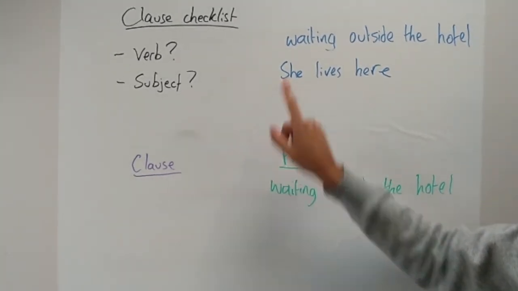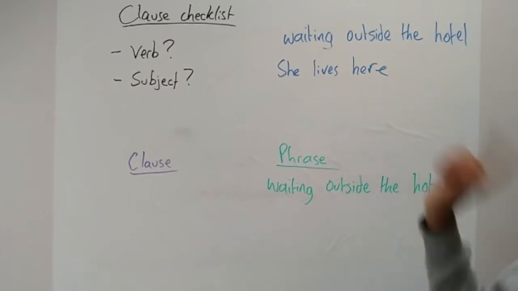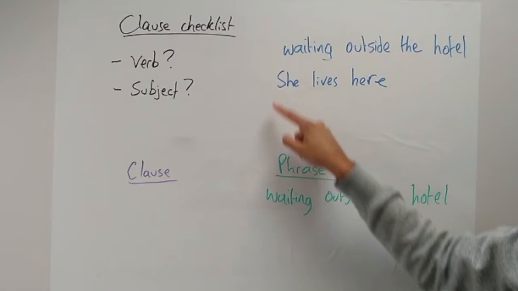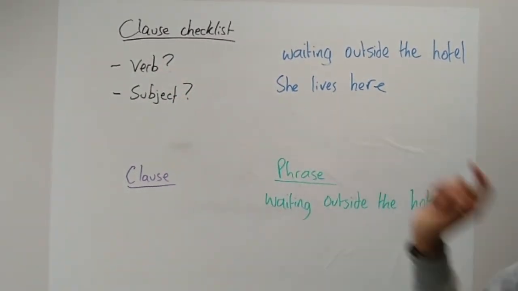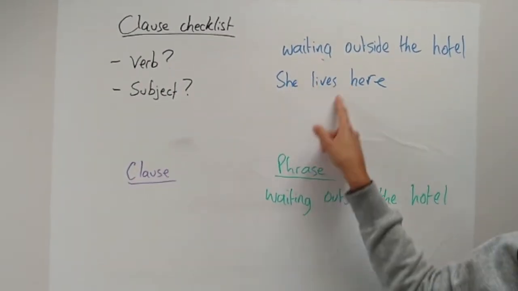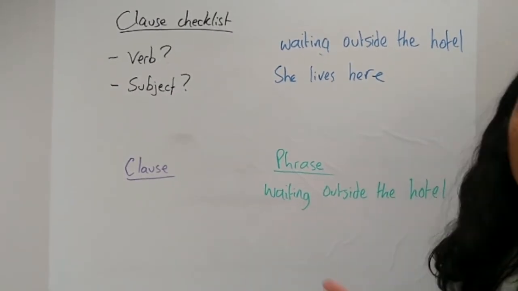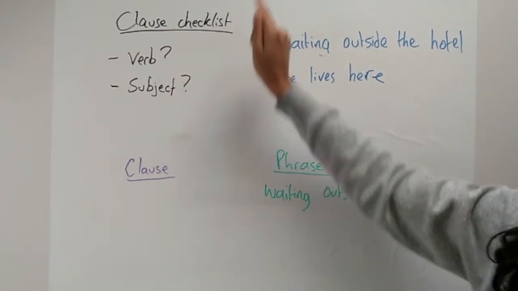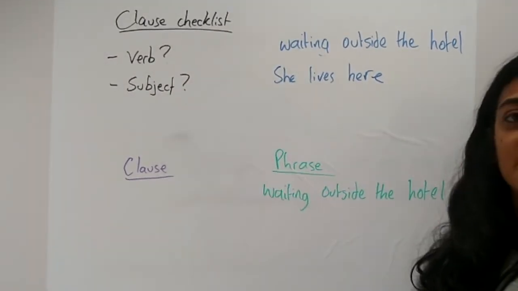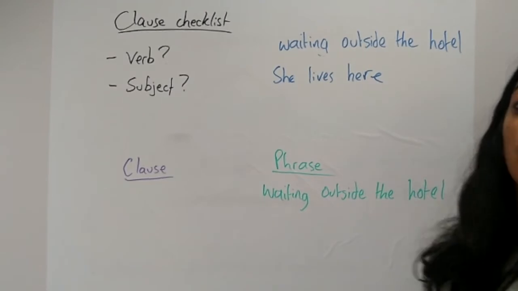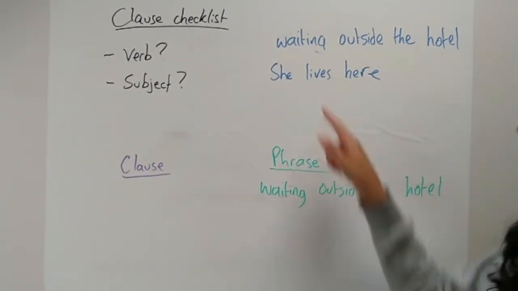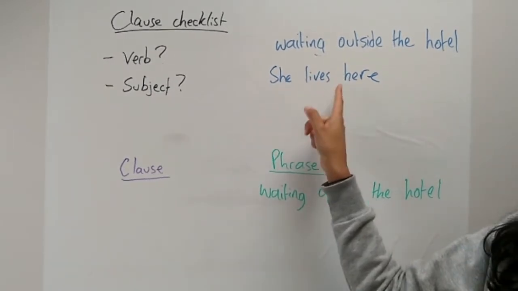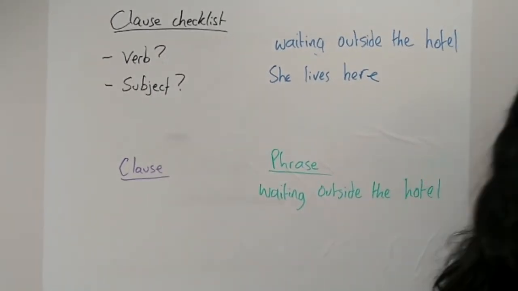What about the next one? She lives here. Again, I'm going to look at my clause checklist. Is it a clause? We need to look for the verb first. Does it have a verb? Well, I know live or to live or lives is a verb. It's an action. It's something somebody does. So we do definitely have a verb. So that's a big tick. What about a subject? Do we know in this collection of words who is doing the verb? Yes, we do, because we've got a pronoun. We've got she. She lives. That means this collection of words is a clause.